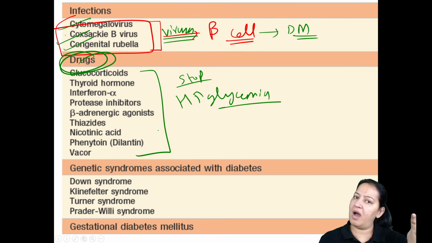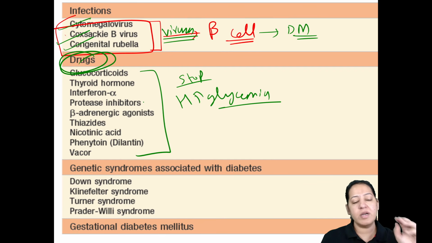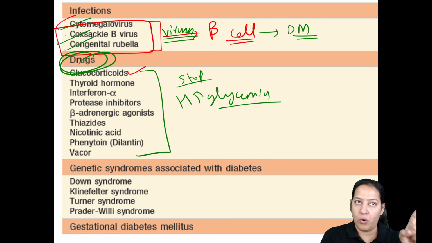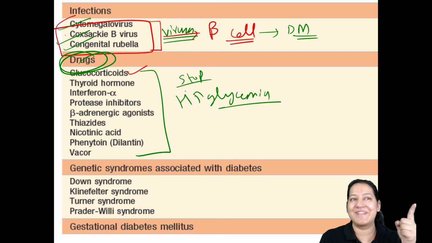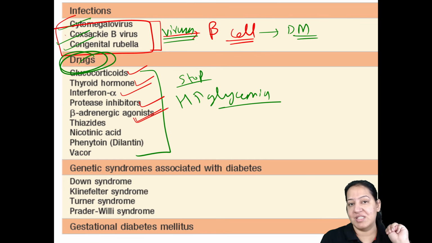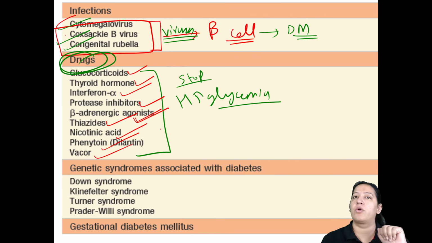The person will again be euglycemic, right? So what are the drugs? Enumerate them. Steroid is the most common culprit. Steroid, thyroid hormone, interferon alpha, protease inhibitors, beta agonist. You know beta agonist. Thiazides, a diuretic. Nicotinic acid, phenytoin, an antiepileptic drug, and Vacor. There are many others also, but these are the important drugs which cause hyperglycemia.